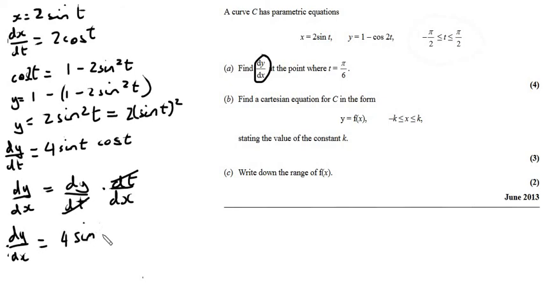So dy by dx is equal to 4 sine t cos t times 1 over 2 cos t. So the 4 and the 2 cancel, leaving the 2 here, and the cos cancel. So this just gives us 2 sine of t.